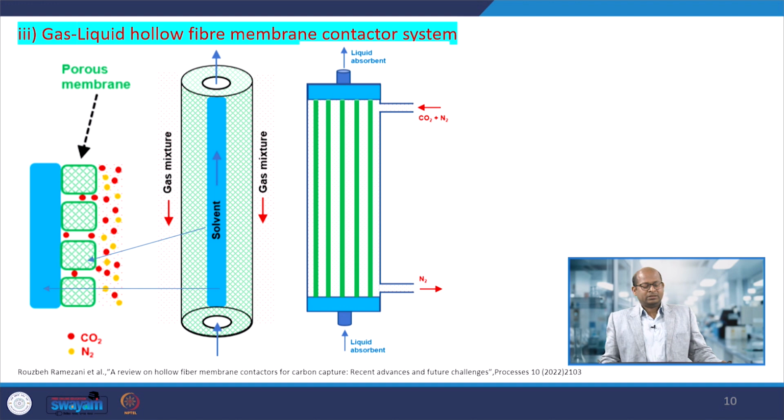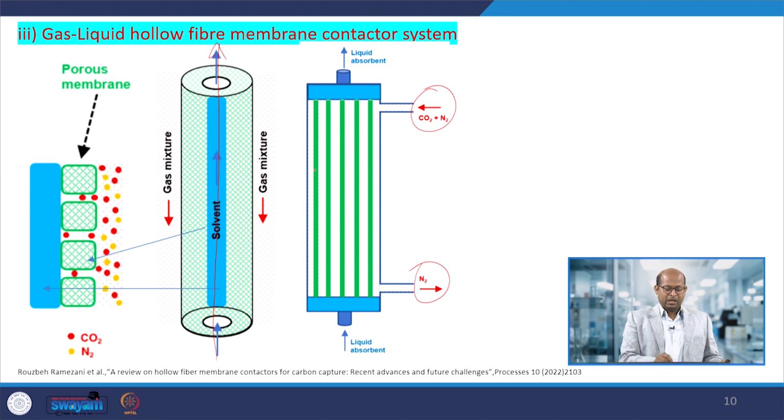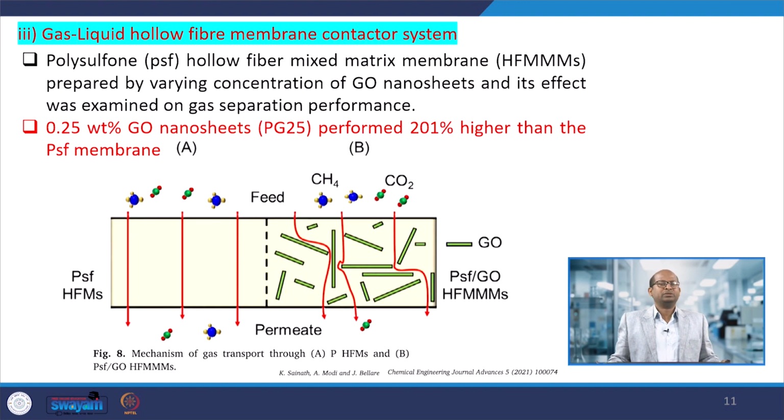So this is the second example. Another one is the gas liquid hollow fiber membrane contactor system, where suppose we have a CO2 and nitrogen gas mixture. If you want to separate out CO2 from that mixture, we can use this kind of porous membrane, and with that membrane we can use some nanoparticles. That would enhance the separation of CO2 in this type of gas liquid contactor. The solvent passes from the top in the upward direction, and the gas with the CO2 concentration is passed through the outside.